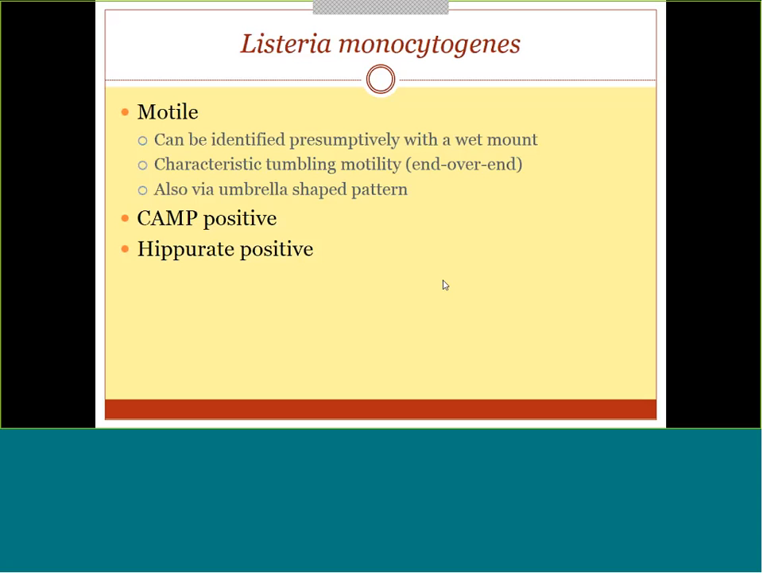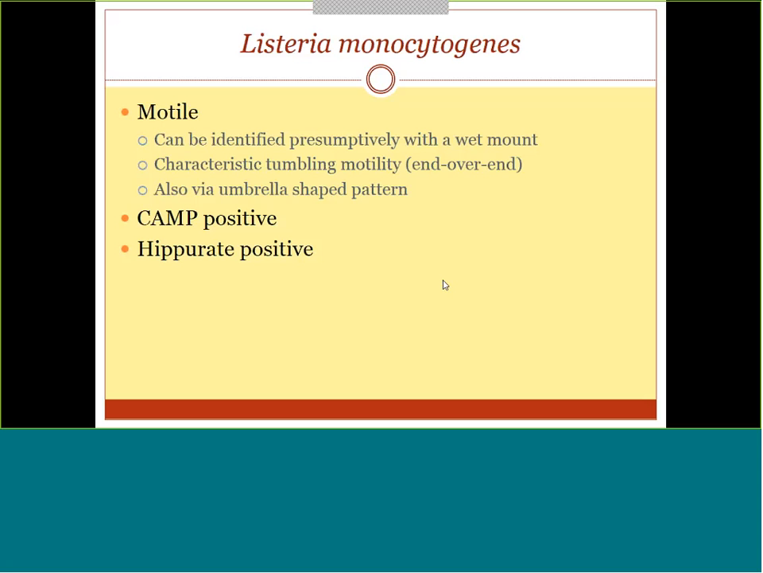There is a different motility test that you can run in an agar tube, and that will take an umbrella shape. It'll actually have the handle of the umbrella with the actual umbrella top to it. So those two are so characteristic, such big items to remember for Listeria that it sets it apart from anything else. A couple other tests: it is CAMP positive, and it is hippurate positive.